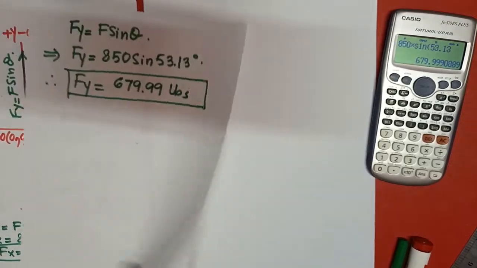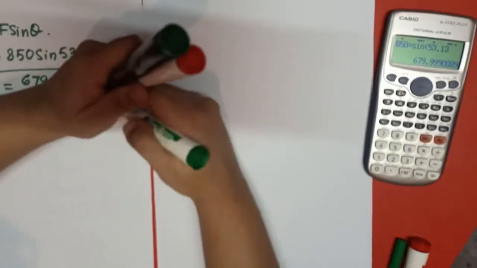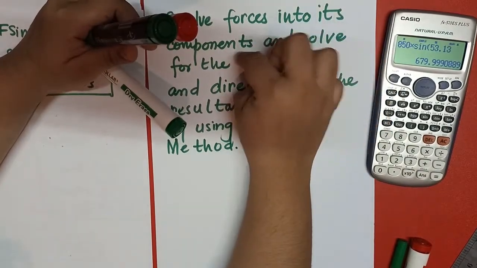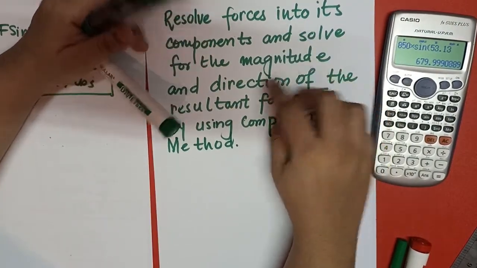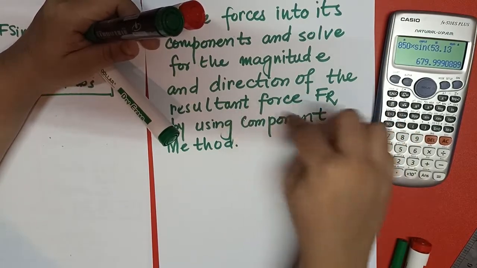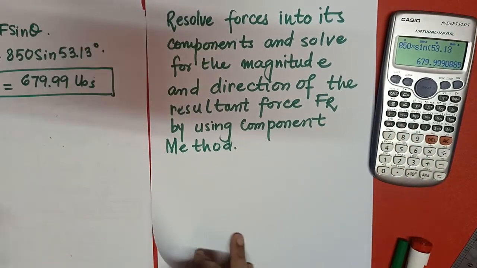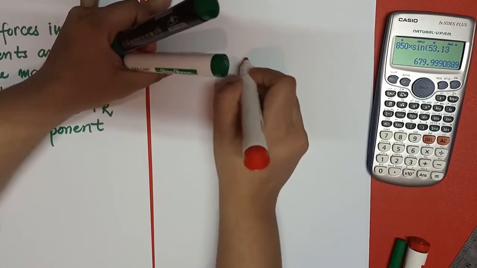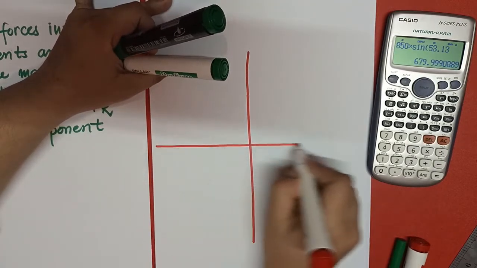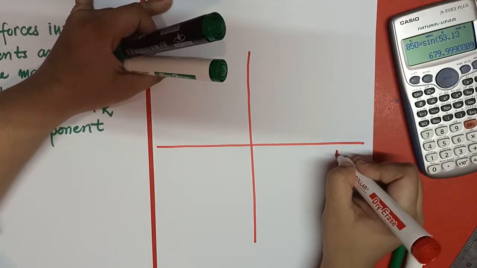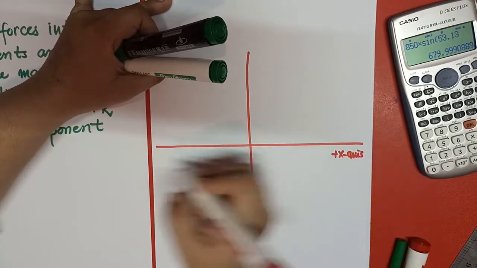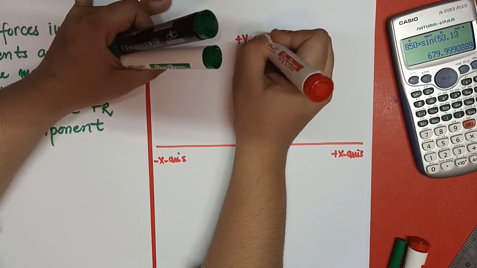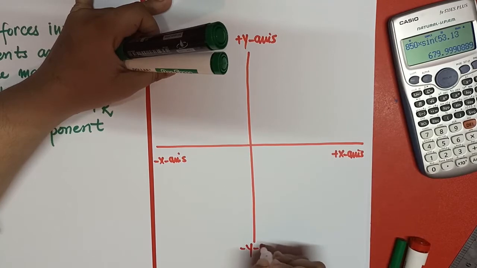We are moving towards the next question, for example: resolve forces into their components and solve for the magnitude and direction of the resultant force Fr by using the component method. So what is the question? Let me tell you, this is the diagram of the question. Minus x-axis, this should be the positive y-axis, minus y-axis.